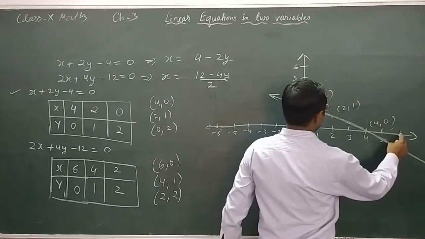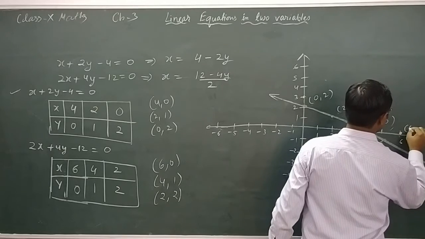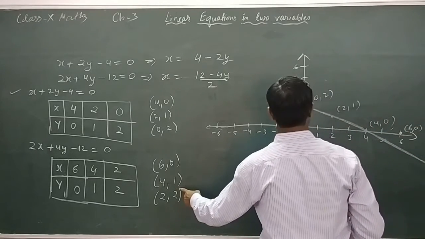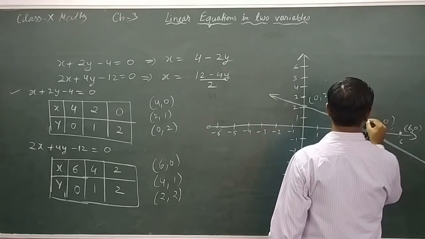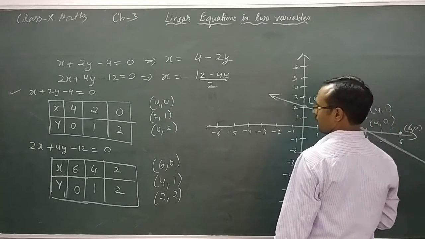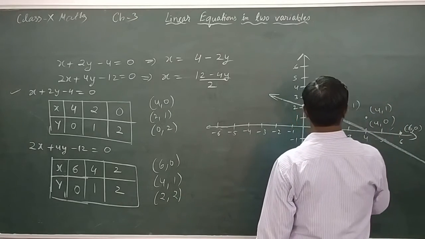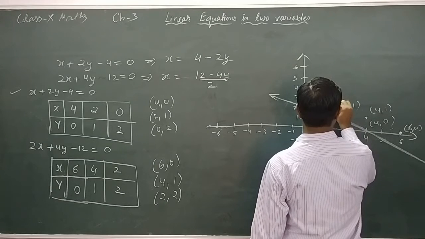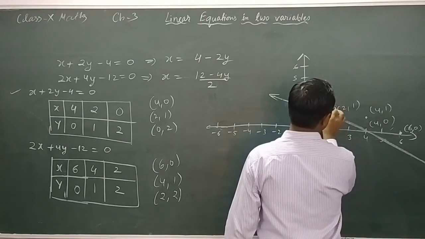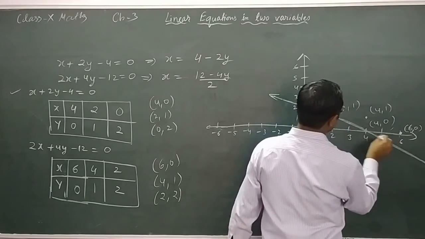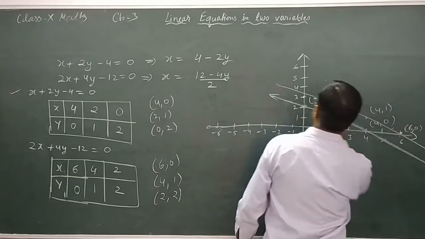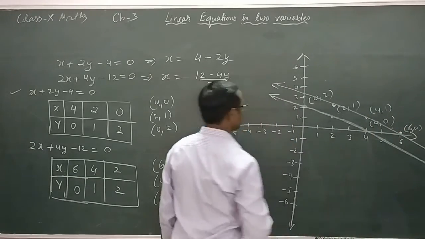So 6 and 0, this is the first point. Our second point is 4, 1. So 4, 1 here. The third point is 2, 2. So this will be lying somewhere here. So you can see that these 3 points are again in a straight line. If you join all of these, it will come like this.